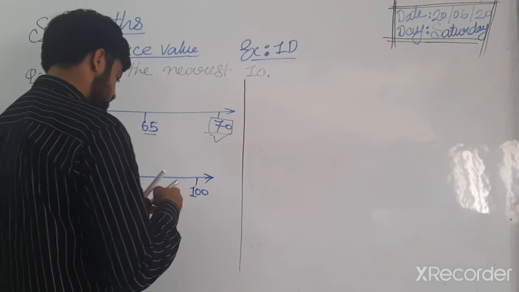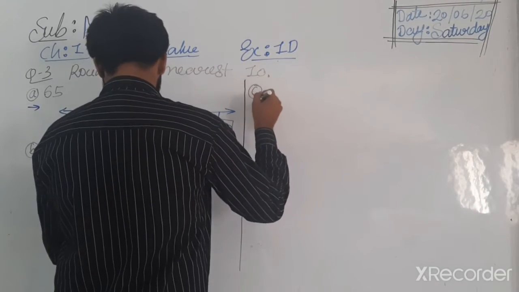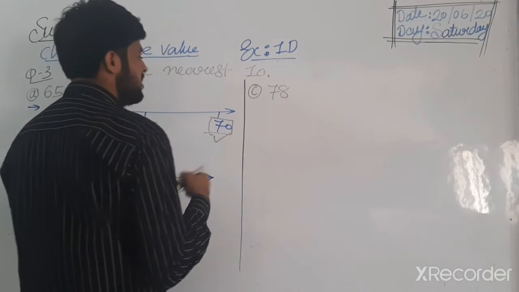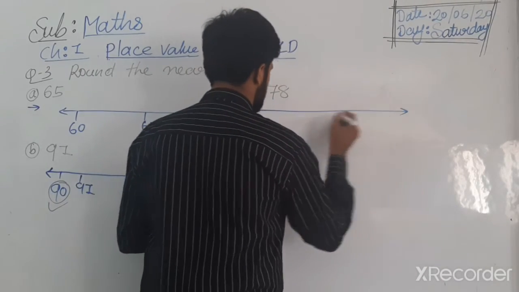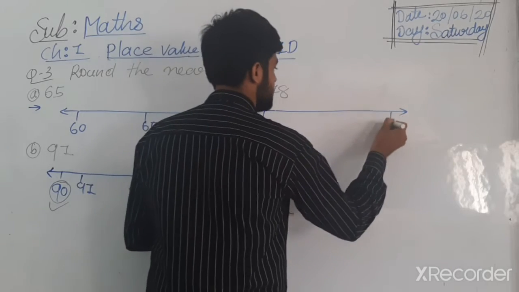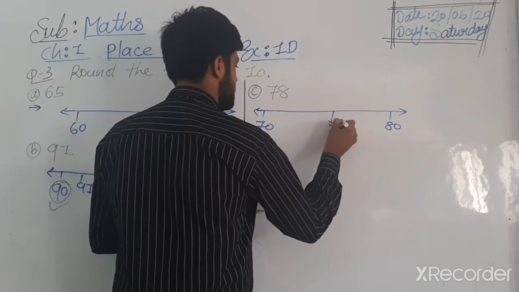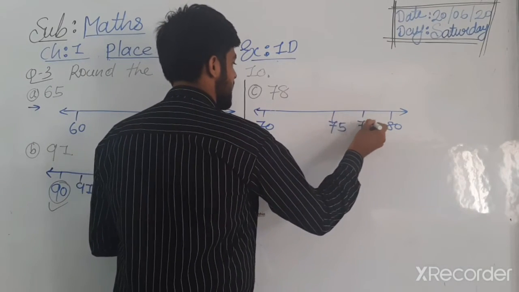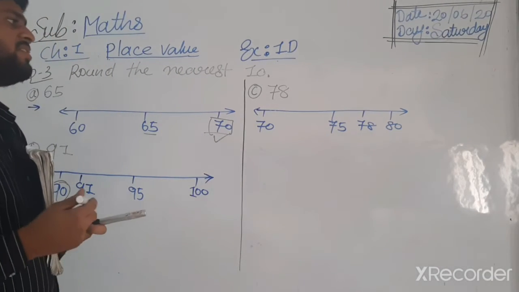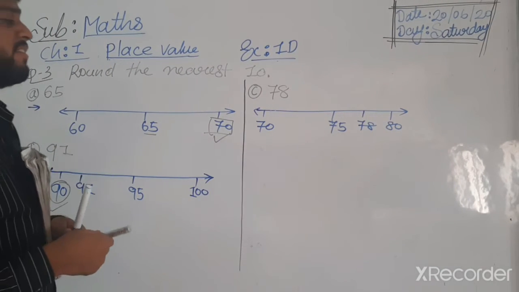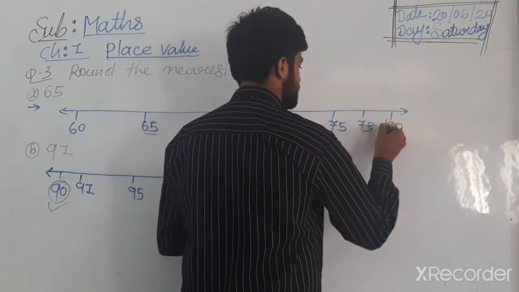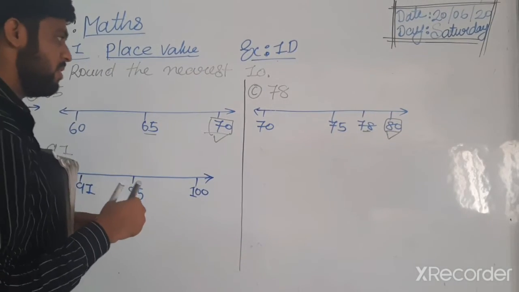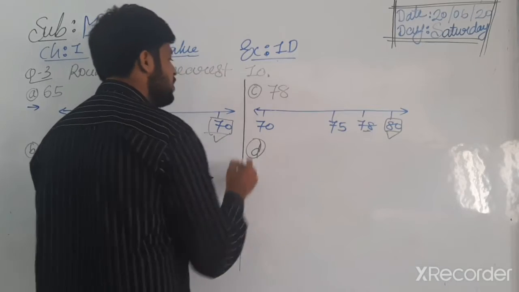Then question number C is 78. Now we draw a number line: 70 and 80, and in between, 75. 78 comes after 75. So which number is nearest to 78? 80. See the distance now.